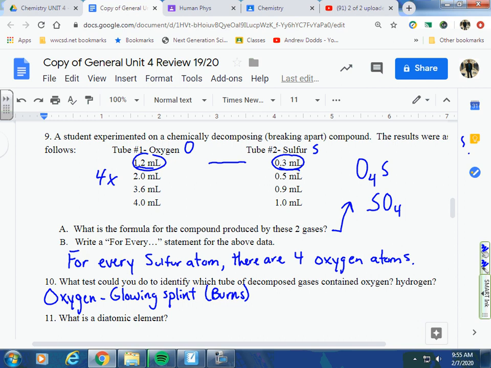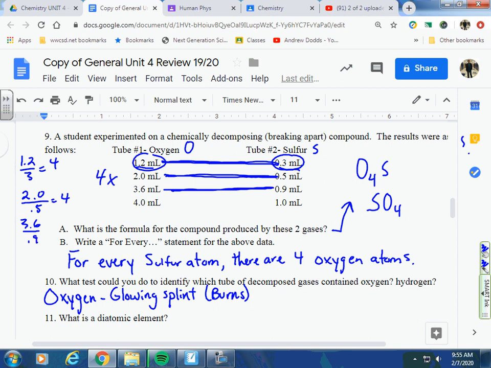Because the question is back on number 9. If you compare these numbers here, you'll see that each step is 4 times greater, like 1.2 divided by 0.3 would equal 4. Second step, 2.0 divided by 0.5 would equal 4. 3.6 divided by 0.9 equals 4. So the left side is always 4 times greater.